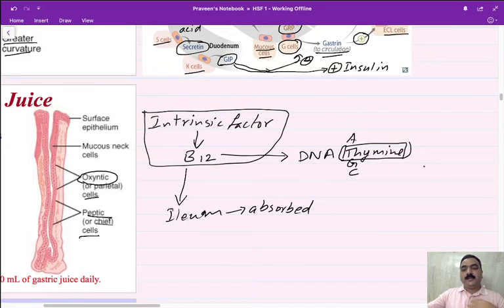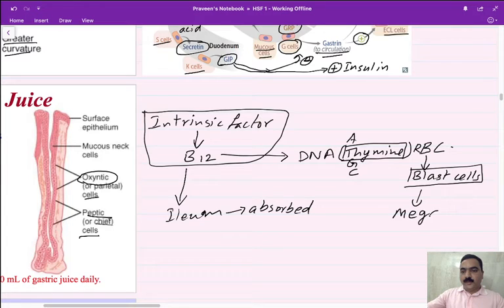The precursor cells will come into the circulation. So what happens in the RBC synthesis? In the red blood cell synthesis, the precursor cells are called the blast cells. Instead of the mature RBC, what will be seen in the blood? You will see the blast cells in the blood. So that condition will be called what? Megaloblastic anemia.